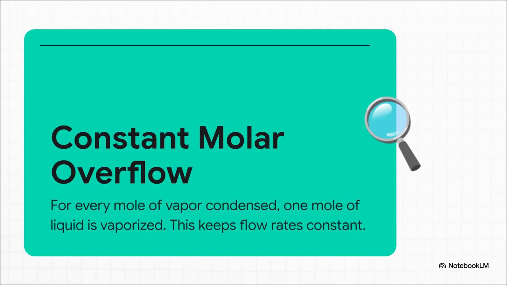Okay, now for a really key simplification that makes this whole graphical method possible. It's called constant molar overflow, or CMO. What we're doing here is making a pretty reasonable assumption that the latent heats of our two components are about the same. If that's true, then for every mole of vapor that condenses on a tray, another mole of liquid is vaporized. And why does this matter? Well, it means the liquid and vapor flow rates stay constant in each section of the column. And that is the magic that lets us draw our mass balances as simple, straight lines. Without CMO, this whole thing would be a mess of curves.